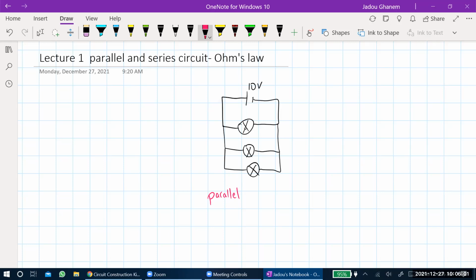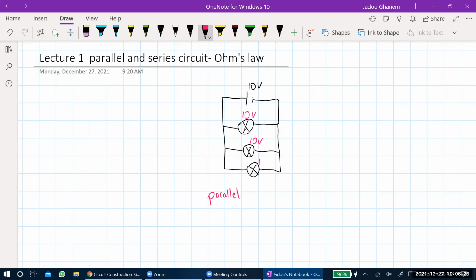Okay, so hold on. My memory isn't quite well. No problem. It's either the current is equal through all or the voltage is equal through all. Well, the voltage is going to be equal. And then for the series, it's the current.